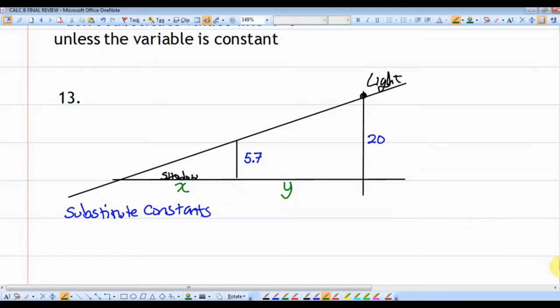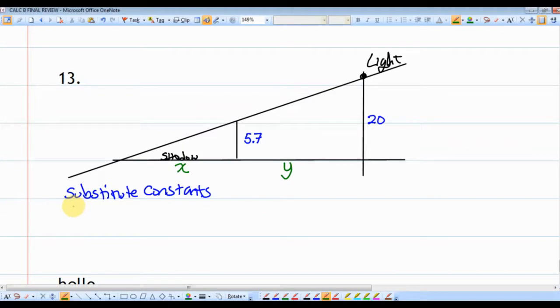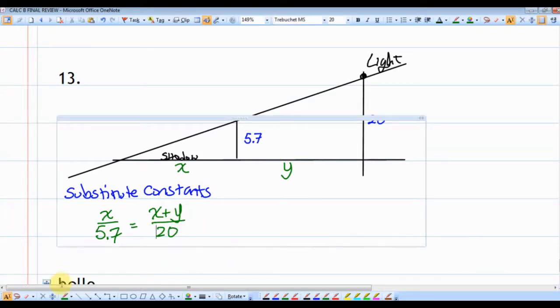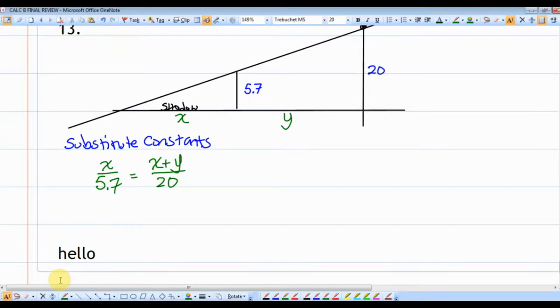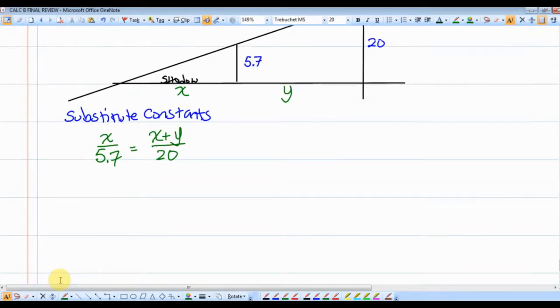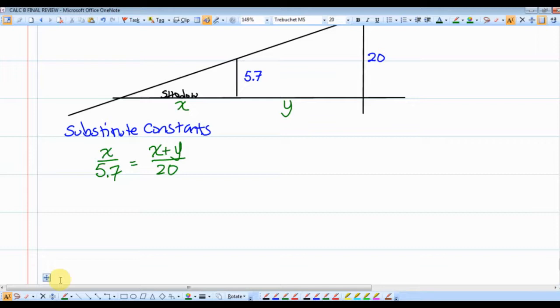Okay, so geometry. What is my ratio? X over 5.7 is equal to X plus Y over 20. Yeah, that's right. Notice that X and Y are changing. Even though we have values for them now, they are changing.